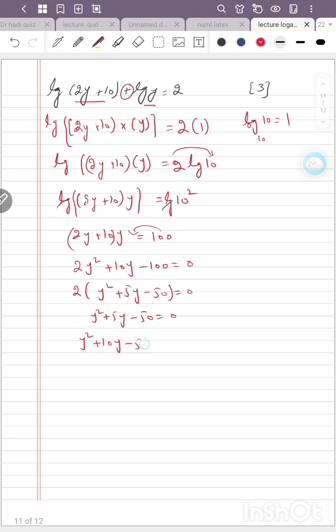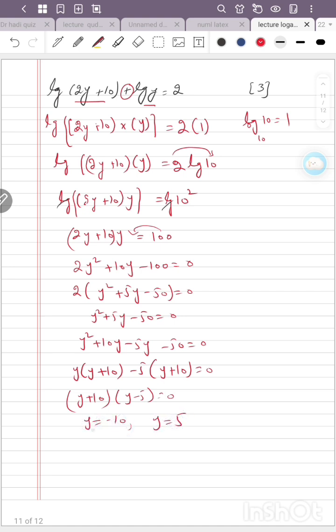Here we use the middle term breaking technique: y squared plus 10y minus 5y minus 50. y is common, y plus 10, minus 5 is common, y plus 10. So we got (y + 10)(y - 5) equals 0. So y equals minus 10 and y equals 5. We got these two answers.